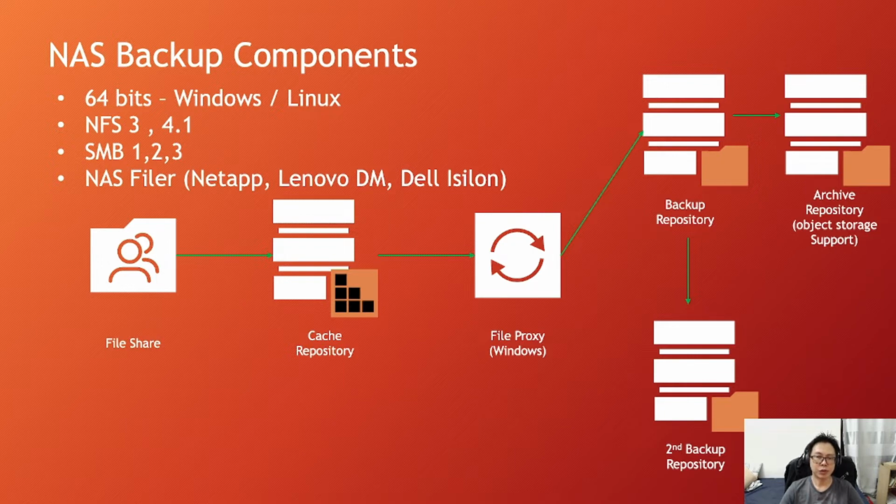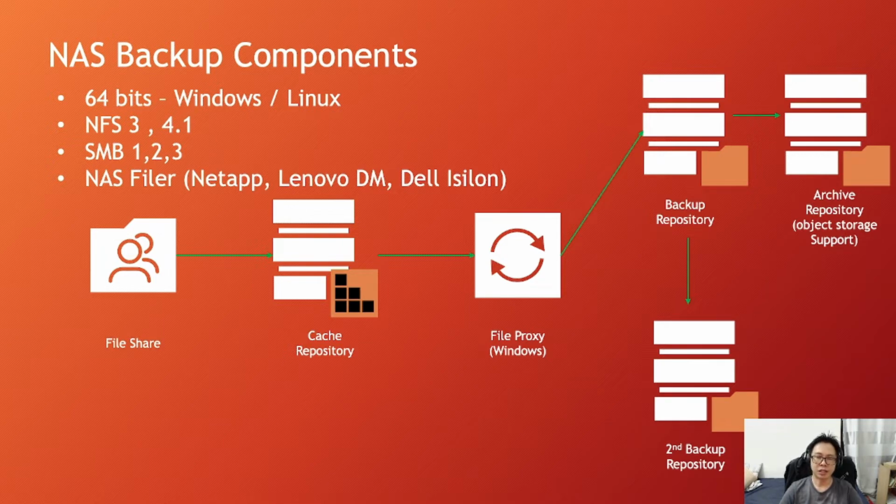First and foremost, when you want to do backup, we will have what we call cache repositories. So the cache repository is the place where we keep track of all the changes, your changed file tracking. So Veeam leverages the changed file tracking to back up those files which do have some changes. All right. And then the one who does the work to take the backup data from the NAS and transfer it to the backup repositories, that will be your file proxy. The file proxy needs to be a Windows-based machine. All right. It can be physical or even a virtual machine as well.